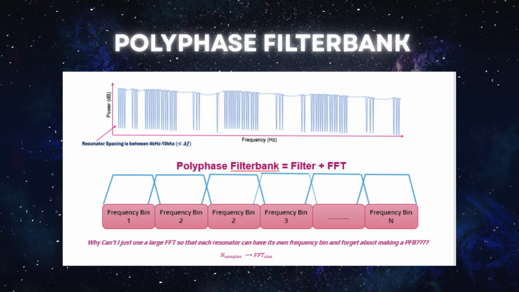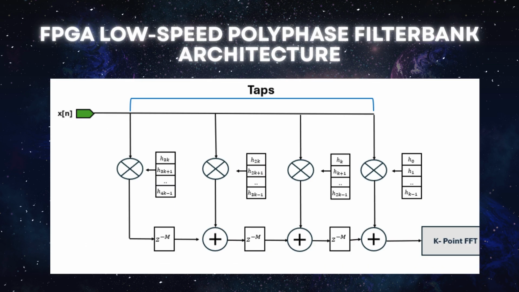Implementing 1024 rows of the filter directly would be very resource-intensive, however. To address this, we designed a low-speed polyphase filter bank architecture. Instead of using massive logic resources, we store the filter coefficients in block RAM on the FPGA and stream in each phase sequentially at the clock rate. This approach significantly reduces resource usage while still strictly meeting the HWO mission requirements.